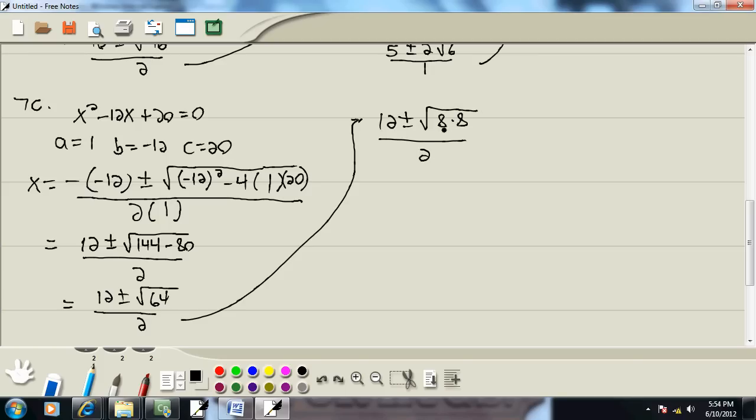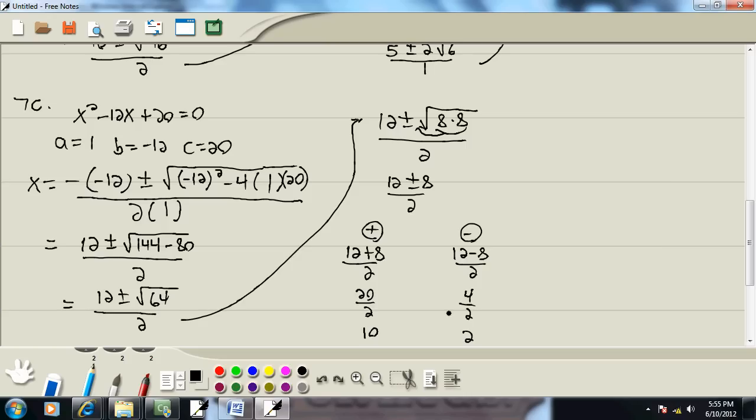And remember, with a square root, we're looking for a pair of somethings. Here's a pair of 8s. That's going to come out as a single 8. So we got 12 plus or minus 8 over 2. And this is one of the cases where it helps you to break them apart. That plus or minus means I'm going to have 12 plus 8 over 2 and 12 minus 8 over 2. Well, 12 plus 8 is 20, and 20 over 2 gives me 10. 12 minus 8 is 4, and 4 over 2 gives us 2. And those are our two answers.